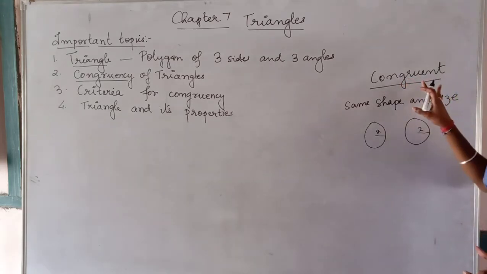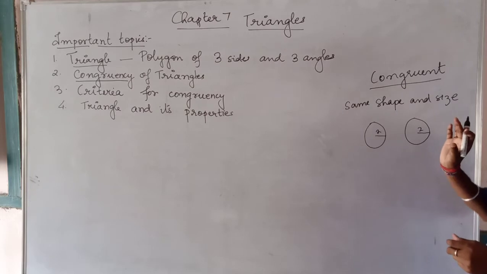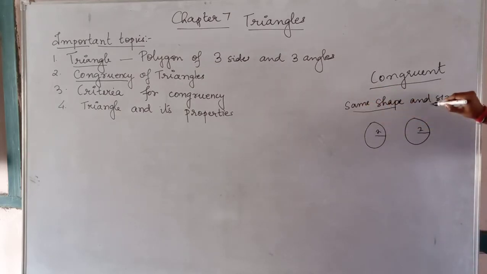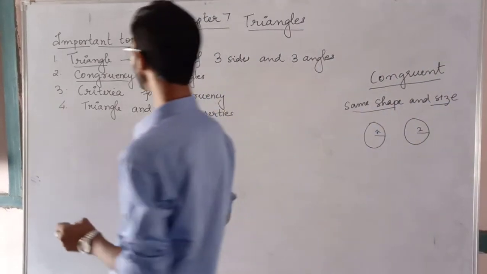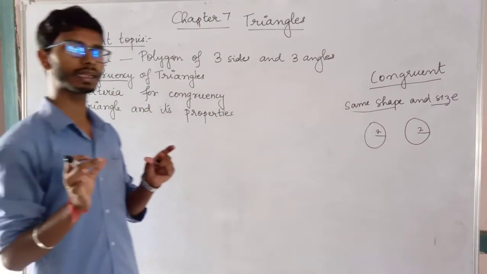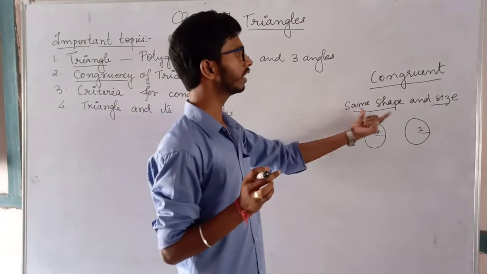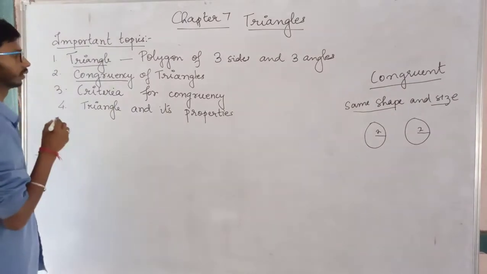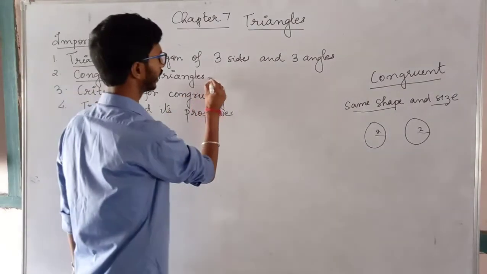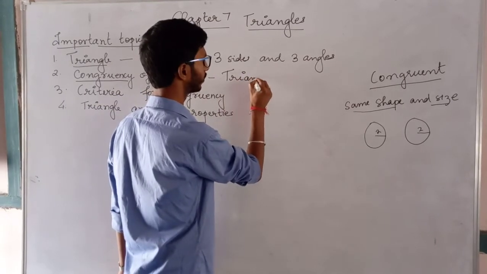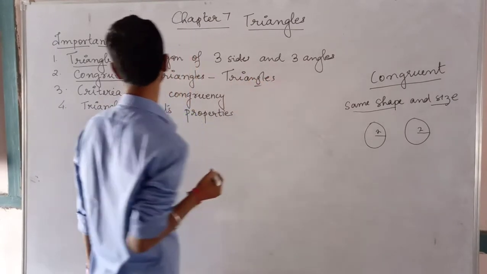So remember, congruent means when two shapes or two figures have the same shape and size, then we call them congruent. So in this chapter we will see congruency of triangles. We will see two triangles which have the same shape and size, and how we can call them congruent. So here we will compare triangles, okay? Not like the circles, only triangles will be compared.